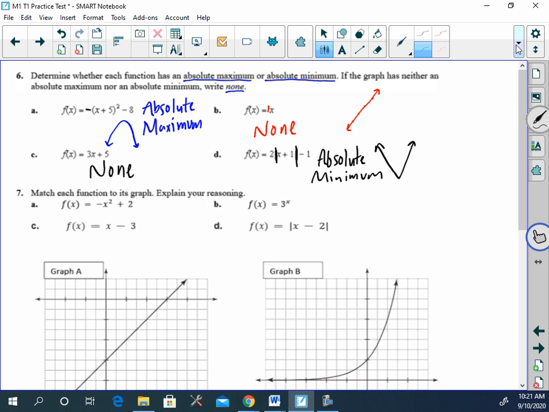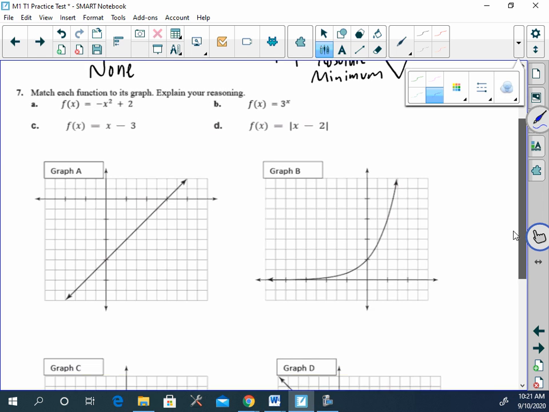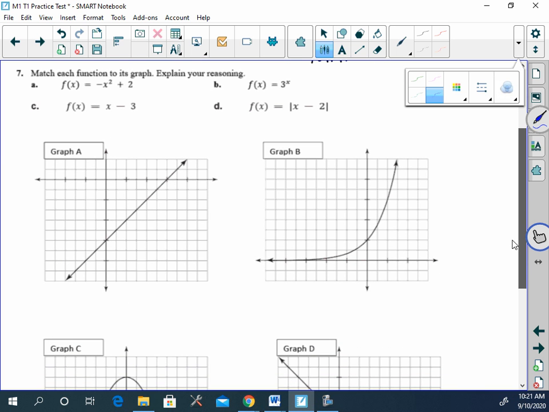And then on to the last question, we've got question 7. This is a matching. So match each function to its graph, explain your reasoning. A lot of people don't explain on a test when there's not that many questions. The explanation counts for a good percentage of what you have. So make sure if it says explain your reasoning that you're doing that, okay? So when we look at these, if you know your function types and kind of what those pictures look like, you're going to be able to match these up pretty quick.